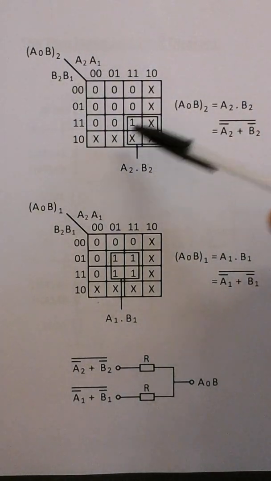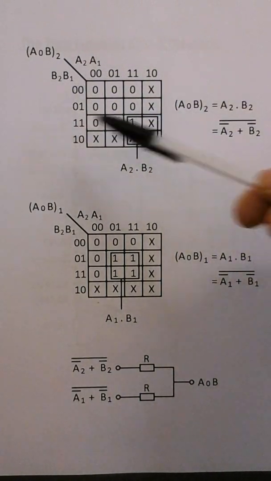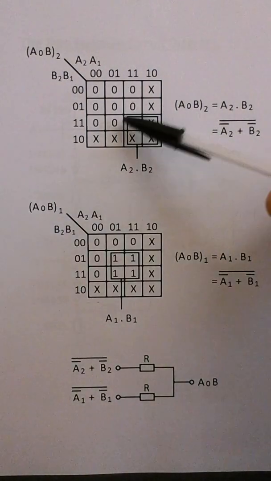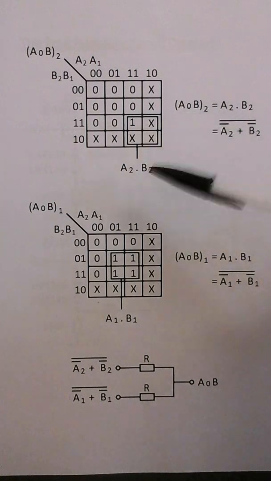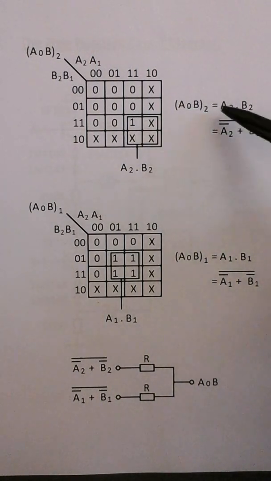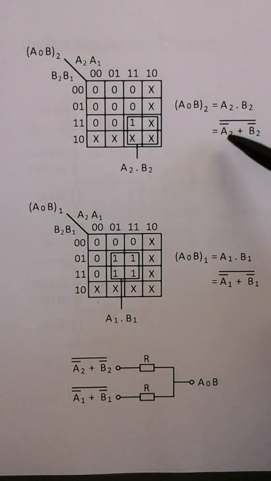These are a square of 9 entries. So here we're looping the 1s and treating these X's as 1s. So this loop is equal to A2 and B2. So A0, B2 equals A2 and B2. I'm using De Morgan's theorem to change the AND to a NOR. So that's not A2, NOR not B2.